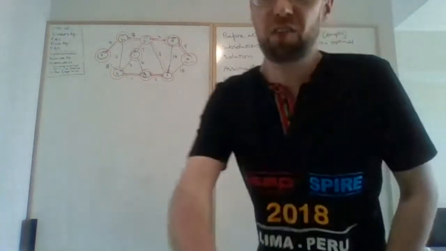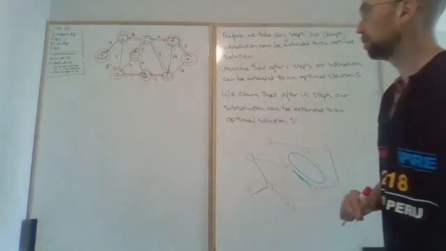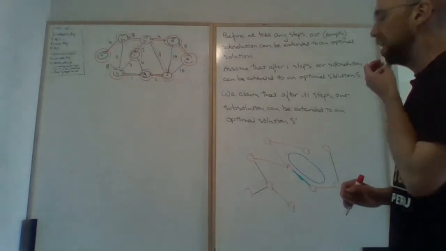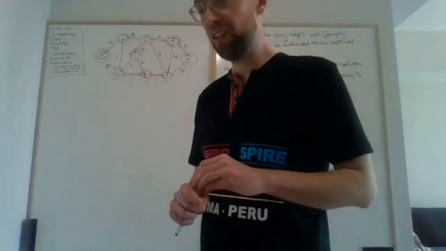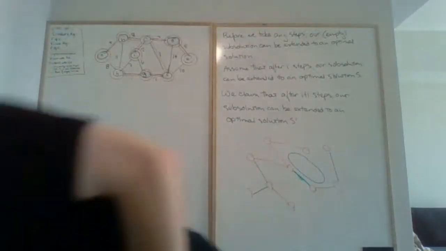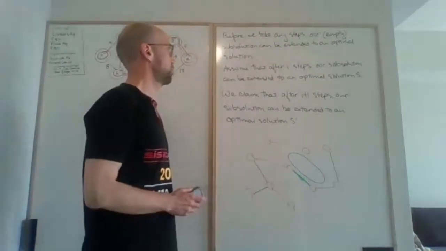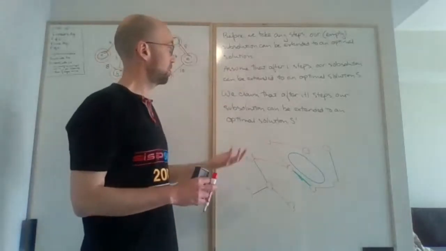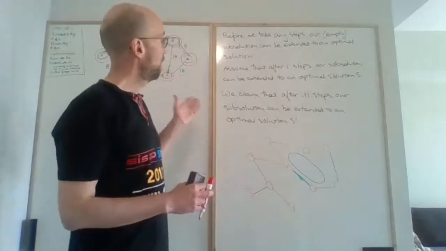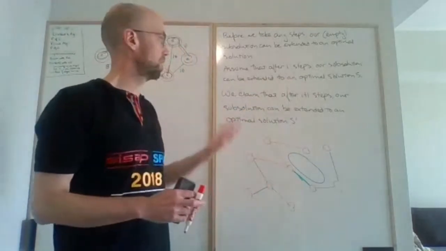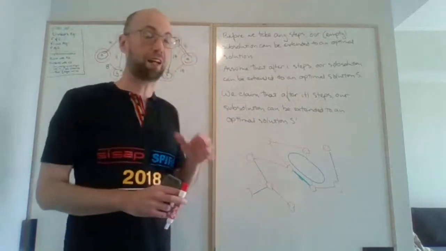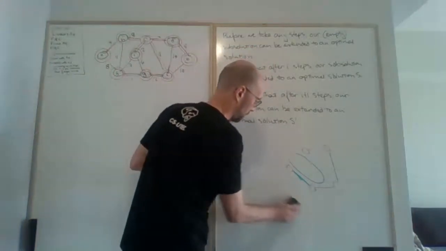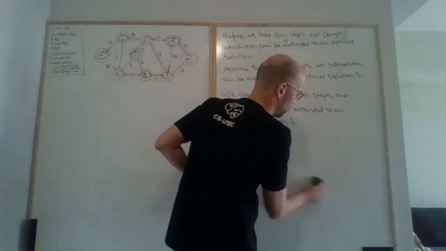The proof of correctness for this is a little bit trickier. So I should go a little bit faster. Maybe we don't get a break in the middle. So the proof of correctness here starts the same way. Before we take any steps, our empty subsolution can be extended to an optimal solution. Yes, that's true here. Assume that after i steps, our subsolution can be extended to an optimal solution S. Yes, still the same. And we claim that after i plus 1 steps, our subsolution can be extended to an optimal solution S prime. Yes, we also say that, but the exchange argument is different. And it's not so easy.